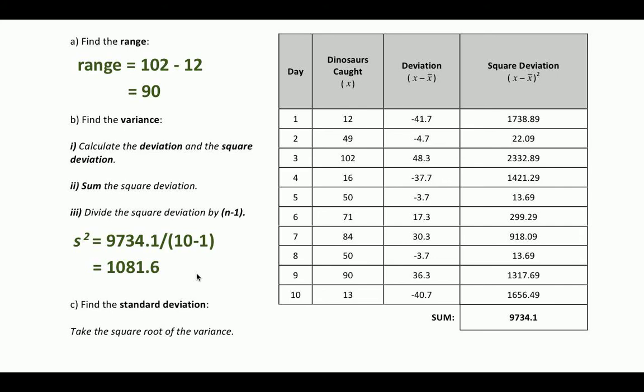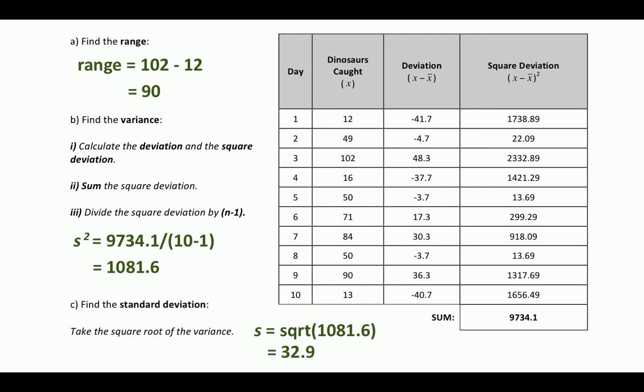So notice how because variance is squared, we're talking about square dinosaurs, which doesn't have as much value. And if you have a bunch of variances, then the bigger variances mean bigger spread, and the smaller variances mean smaller spread. But if we can make this a certain number of dinosaurs away from the mean, instead of squared dinosaurs away from the mean, then that'll be more useful. And that's why we can find the standard deviation, which is basically the square root of 1,081.6, which happens to be 32.9.